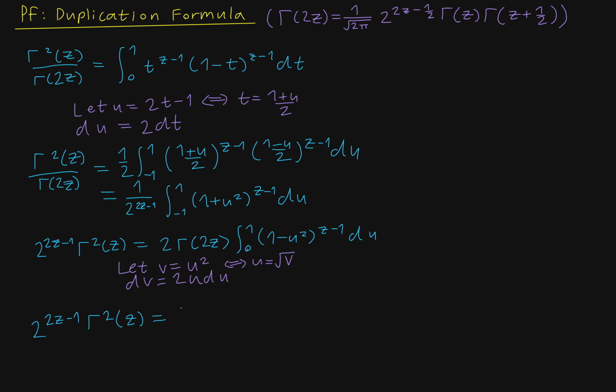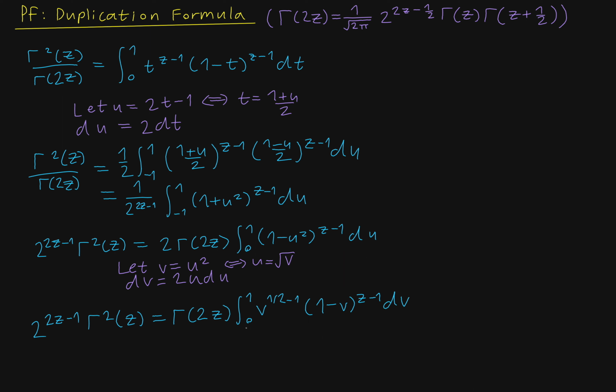and again we're going to have another 2 cancel here, so we have gamma of 2z, and then we have times the integral from 0 to 1, and now we're going to have (1 minus v) to the z minus 1, obviously from here, and then from the other factor here from getting our dv, we're going to divide by square root of v, but we can also rewrite this as v to the 1/2 minus 1 times (1 minus v) to the z minus 1 dv.